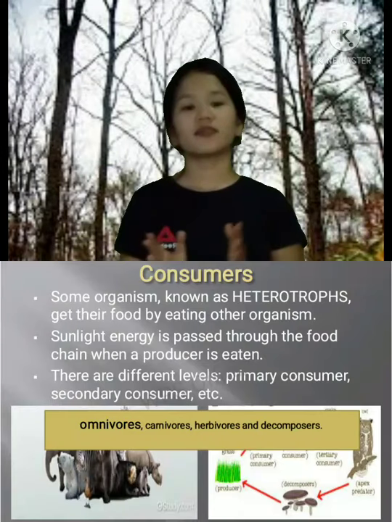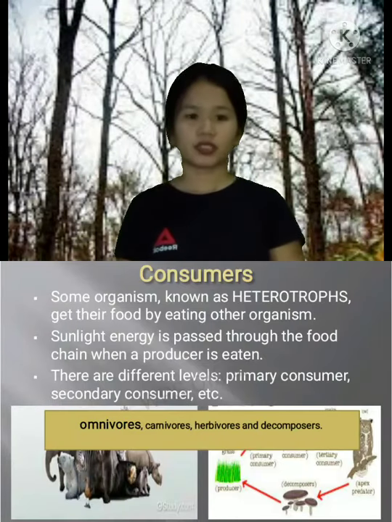Next is consumer. Some organisms known as heterotrophs get their food by eating other organisms. Sunlight energy is passed through the food chain when the producer is eaten. There are different levels, which are the primary consumers, secondary consumers, tertiary consumers, or ikatatlo. These are the consumers.